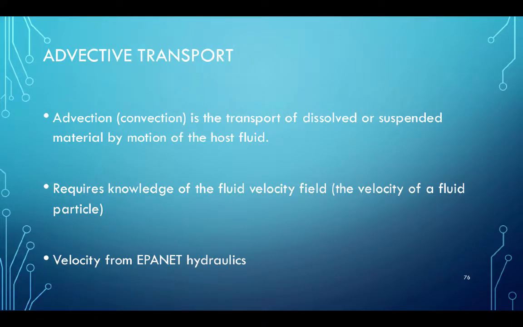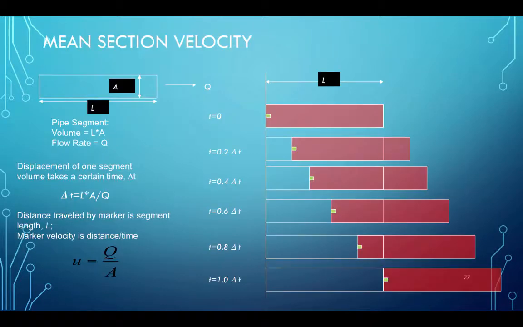So advective transport is the transport of dissolved or suspended material by motion of the host fluid. It requires knowledge of the fluid velocity field, which is the velocity of a fluid particle. Interestingly enough, that's actually quite straightforward from the EPANET hydraulics because you know the directions by virtue of the shape of the pipeline, and you can compute the velocity from the computed flow rates.